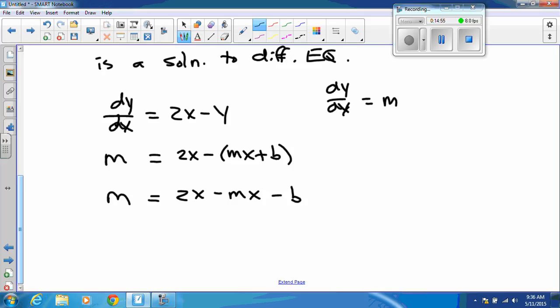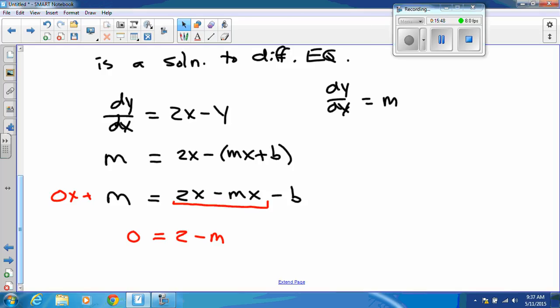Now, here's the key insight that probably would have occurred to you after scratching your head for a little bit. This equation has to be true for every single value of x in order for the entire line to be a solution. And if that's the case, then I observe that on this side, I have 2x minus mx. On this side, I have how many x's? None. Exactly. So therefore, it follows that 2x minus mx has to equal 0x, or the coefficient of x here has to equal 0.